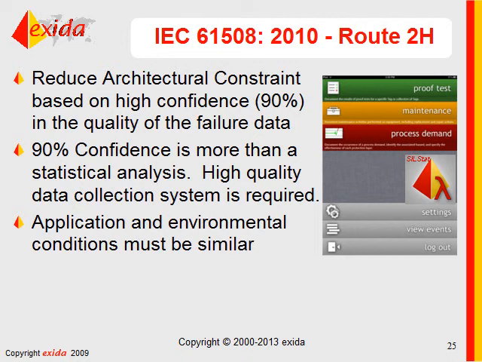And in the 61508 committee, the Route 2H solution was included in the standard. And that involves reducing architecture constraints if you have a high confidence in the quality of your failure data. Remember, though, that high confidence is more than just statistical analysis. It's more than just a confidence interval in a statistical calculation.